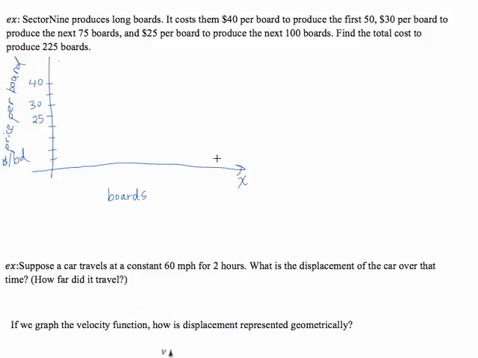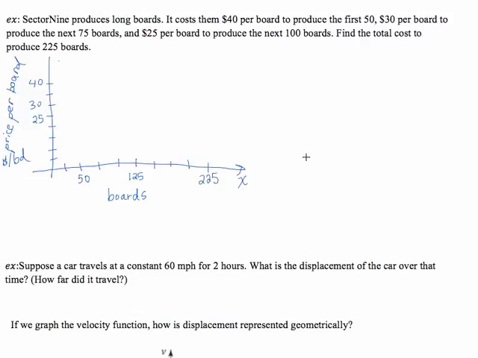All right, now, we're going all the way up to 225 boards, so let's go by 25s. So 25, 50, 75, 100. Let's mark 50. It costs them a certain price to produce the first 50 and then a different price to produce the next 75, which would put us out here at a total of 125. And then the next 100 cost a different amount. So 1, 2, 3, 4, there's 225 there.